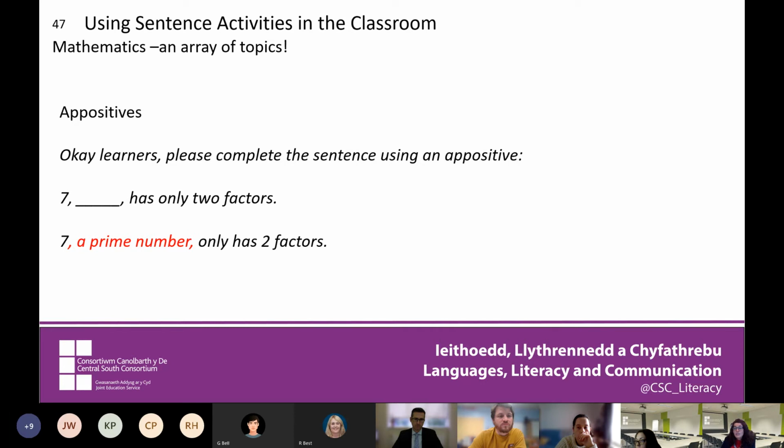So let's have a look at appositives in mathematics. Okay, learners, please complete the sentence using an appositive. 7, blank, has only two factors. So you'd want them to say something like, 7, a prime number, has only two factors. So again, all the strategies work no matter what the subject.